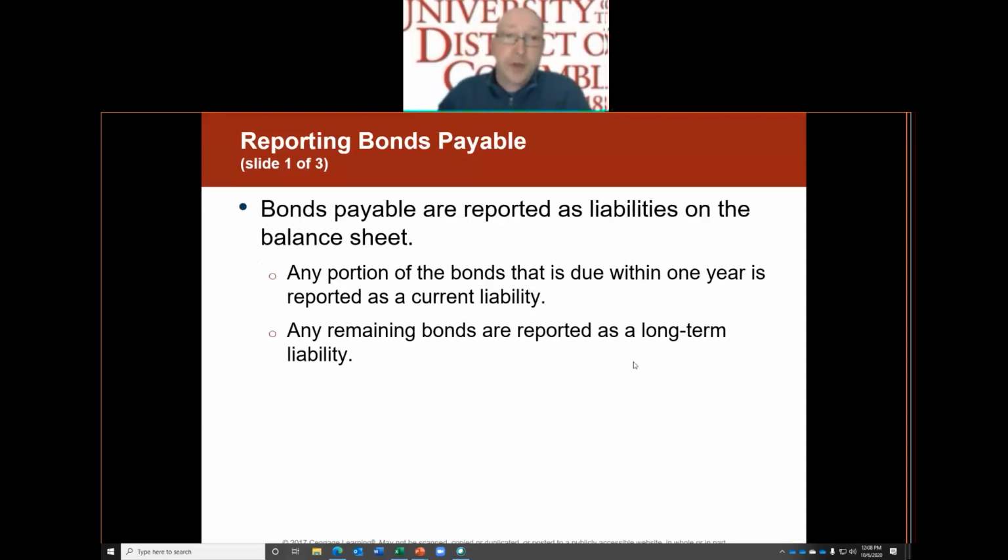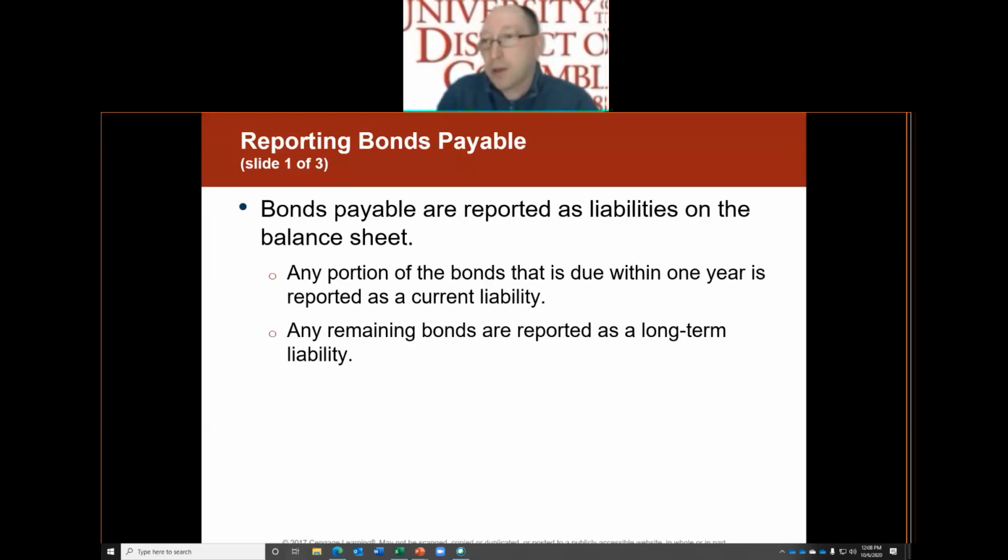So let's talk about reporting on bonds payable. Bonds payable are reported as a liability on the balance sheet. Remember, anytime you see the word payable, it's a liability. The company owes that money to somebody else. Any portion of that bond due within 1 year, as you know, is a current liability, and anything remaining over 1 year is called a long-term liability.